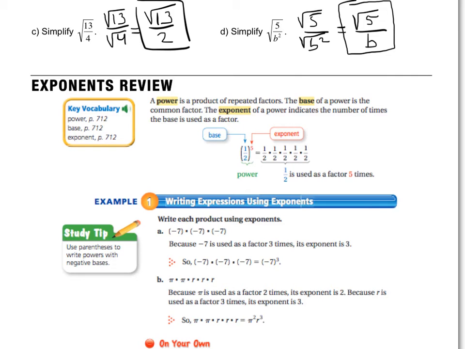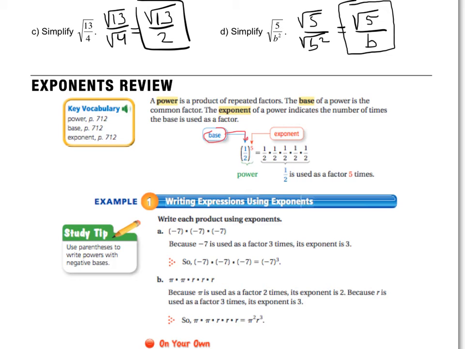So this next little part here is just a little bit of a review on your exponents, just to make sure we understand this. The power is the product of repeated factors. The base, remember, is the number that is being multiplied over and over again. The number of times would be the exponent. So in this first example, the power is the entire 1/2 to the 5th power. The exponent is 5, which means it's 1/2 times 1/2 times 1/2 times 1/2 times 1/2, 5 times. So just keep that in mind.